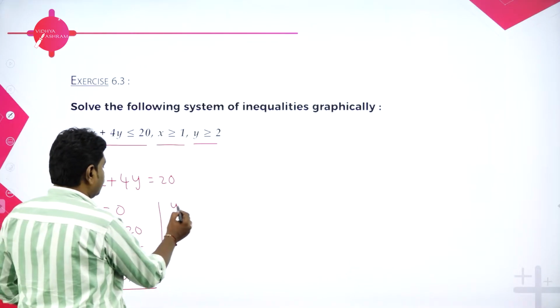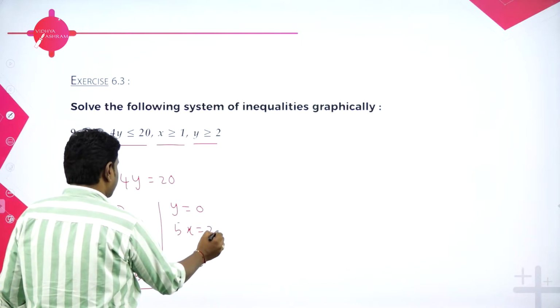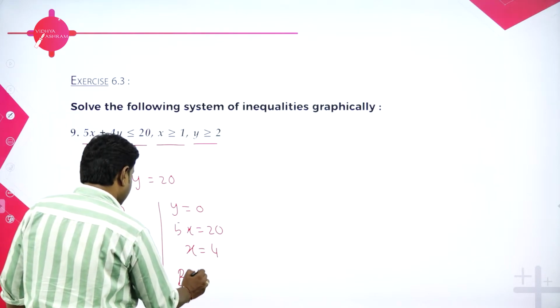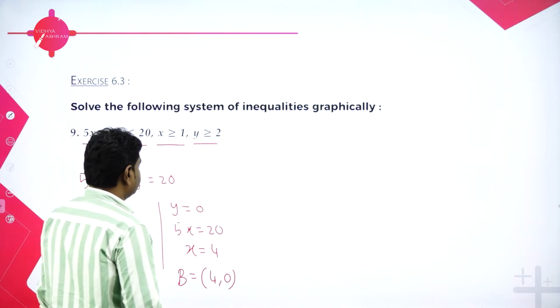Then put y equal to 0. If I put y 0, this is gone. So 5x is equal to 20 and x is 20 by 5, 4. So B is what? X comma y, 4 comma 0. So now you got 2 points.